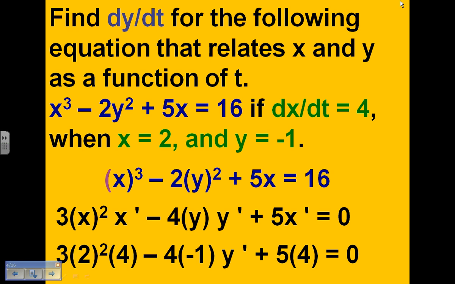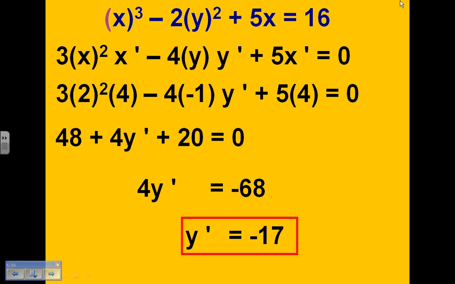Let's see, 3 times 4 is 12, plus 48, plus 4y prime, plus 20 equals 0. You get through the calculus to the algebra pretty quick when you're doing related rates. I'll spend a couple days on this, and then we'll get ready for your test. Okay? Ready to move on? It is negative 17. Nice. So I just put it from start to finish on there. I don't think you need all that, just the last couple.